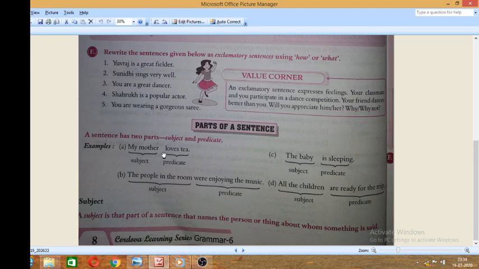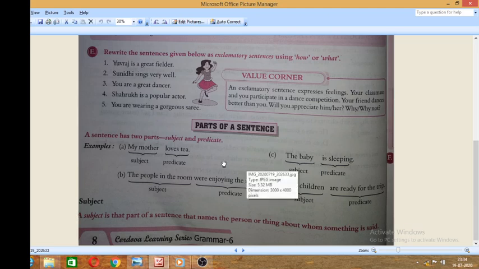You know that my mother loves tea. Take the verb, loves, then ask who loves tea? My mother loves tea. The people in the room were enjoying the music. Who were enjoying the music? The people in the room is the subject. The baby is sleeping. Who is sleeping? The baby. All the children are ready for the trip. Who are ready for the trip? All the children. So you will get the subject.